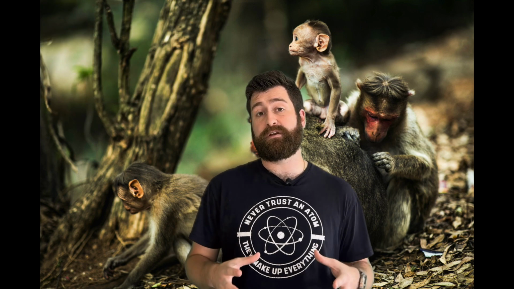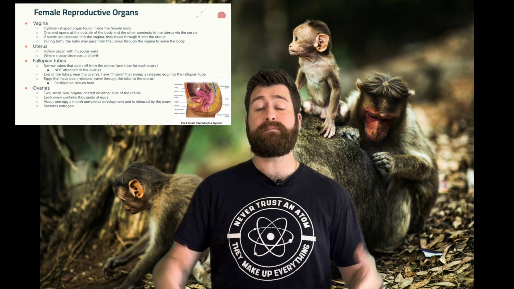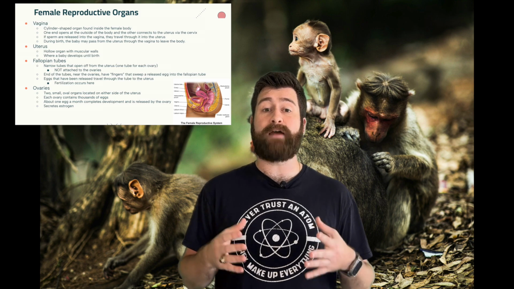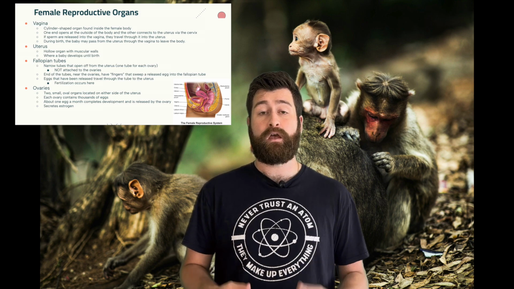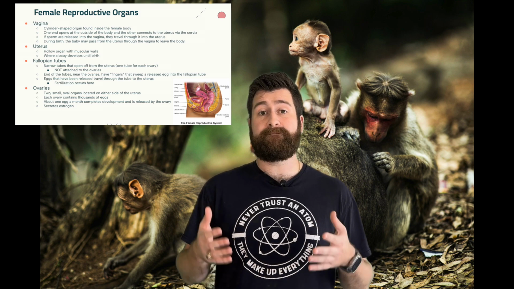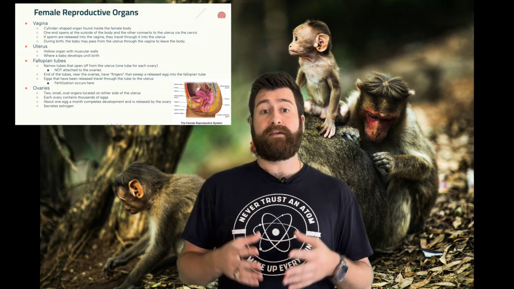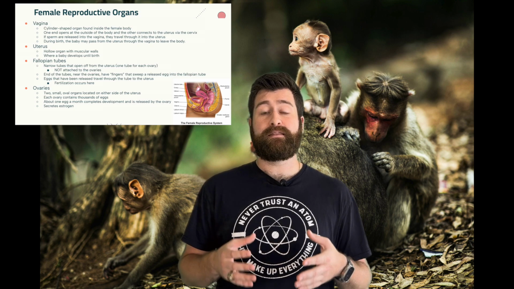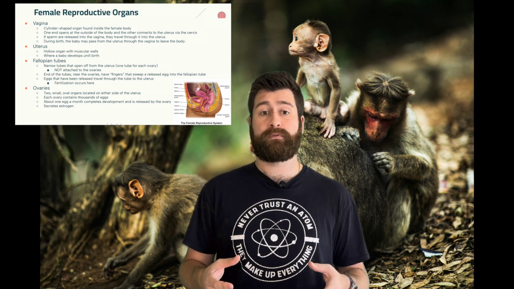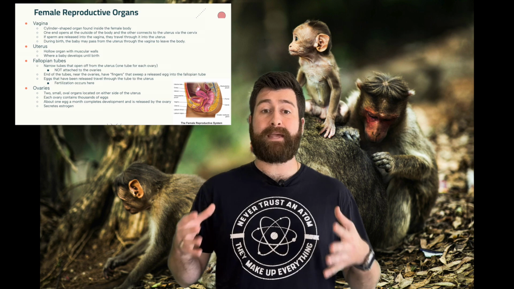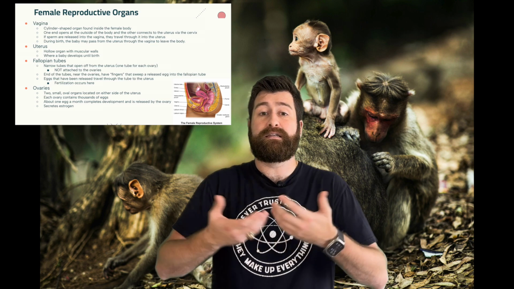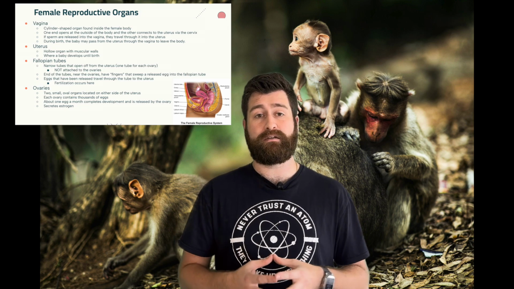Now that we've covered male reproductive organs and gametes, let's talk about female reproductive organs. To start, there is the vagina, which is a cylinder-shaped organ found inside the female body. One end of the vagina opens at the outside of the body, and the other connects to the uterus via the cervix. If sperm are released into the vagina, they travel through it into the uterus and continue through to the fallopian tubes. During birth, the baby may pass from the uterus through the vagina to leave the body. Now, if it's a cesarean section, it is cut out. It does not travel through the vagina.